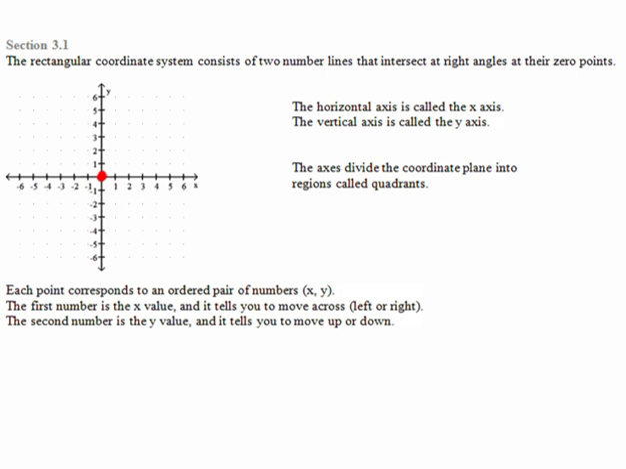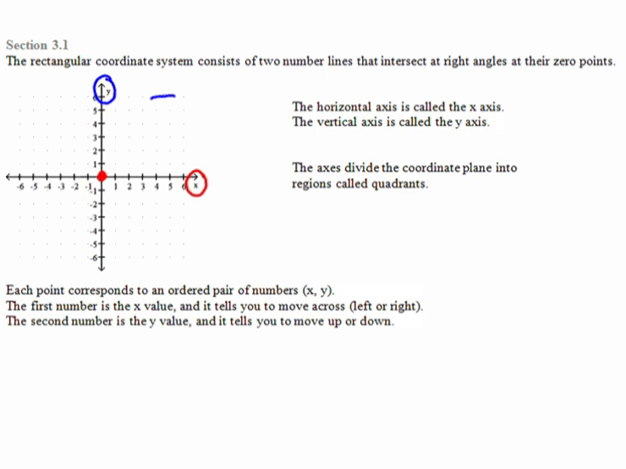The horizontal axis is called the x-axis. So this would be my x-axis. The vertical axis is called my y-axis. So the one going up and down, of course, would be the y-axis. The axes divide the coordinate plane into regions called quadrants, and they are labeled with Roman numerals.